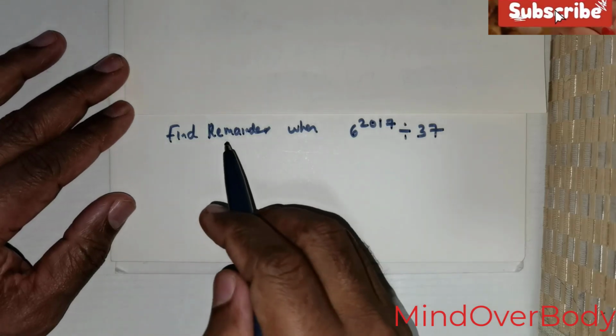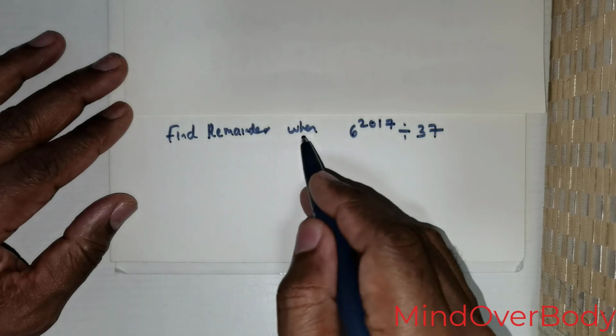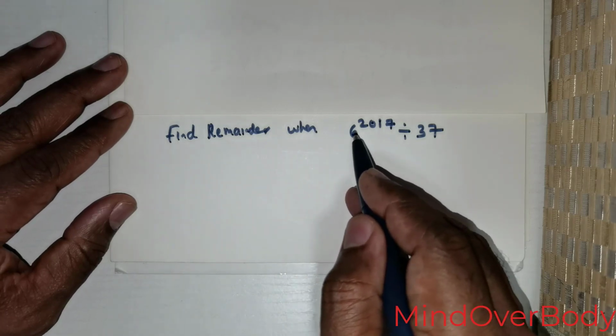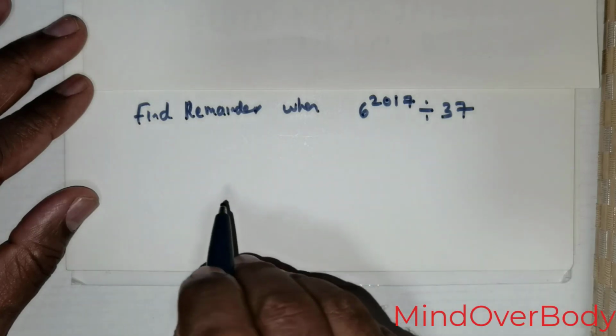Welcome students, I hope all of you would have answered this question correctly. Now we are asked to find the remainder when 6 raised to the power of 2017 is divided by 37.